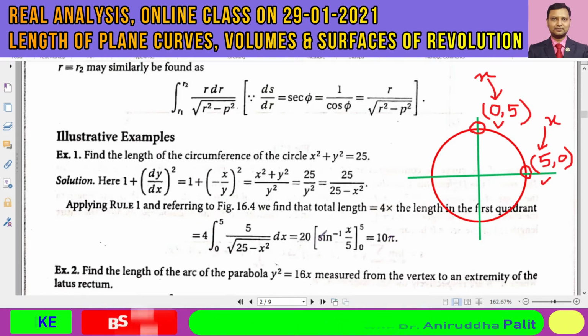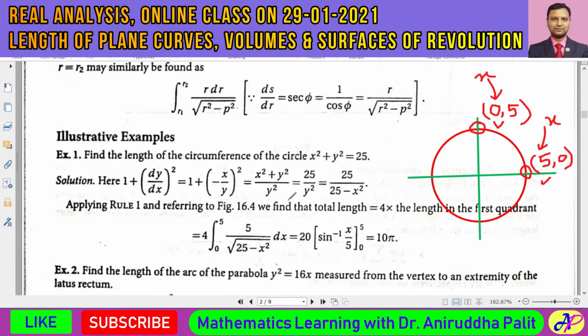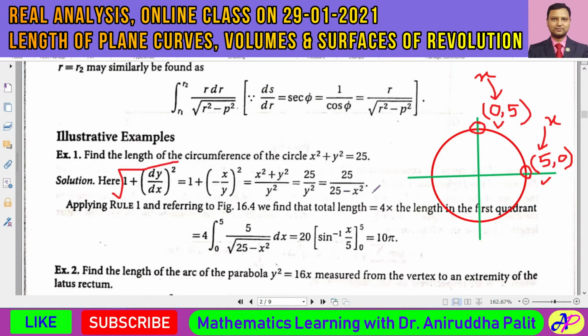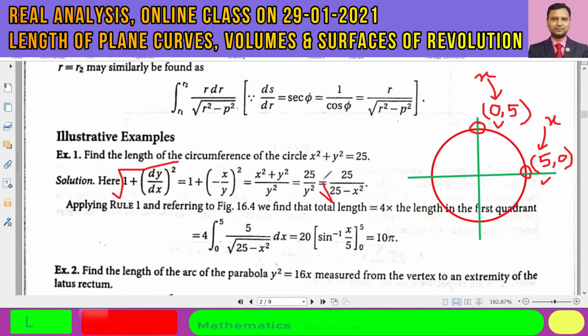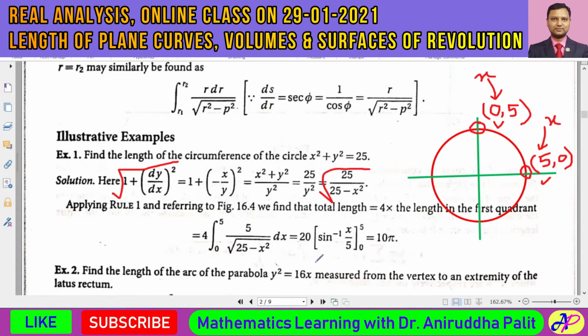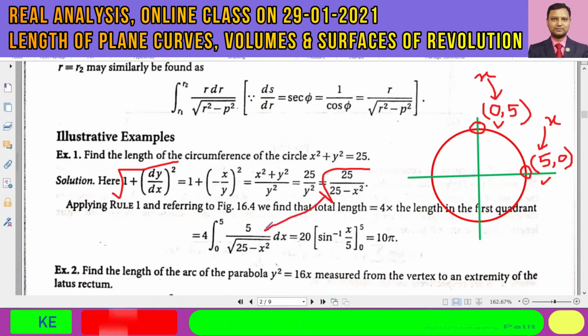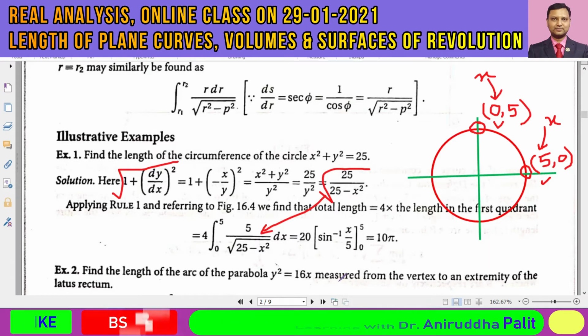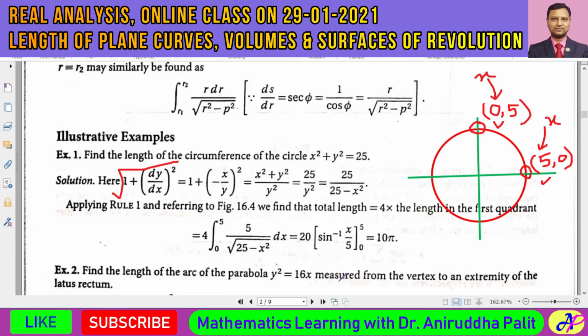Otherwise, the integral is from 0 to 5 of the square root of 1 plus (dy/dx) squared. We need to find the square root of 1 plus (dy/dx) squared. We already got the expression of 1 plus (dy/dx) squared, so the square root has to be written over here. After that, it is a matter of ordinary integration. So by integration, we get this result, 10 pi.